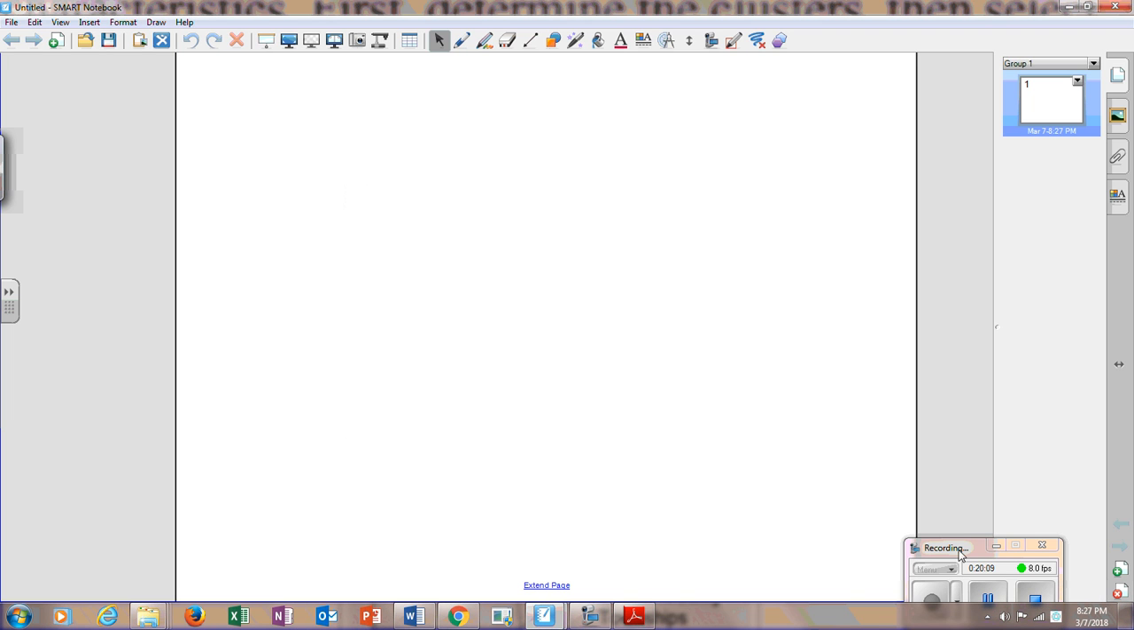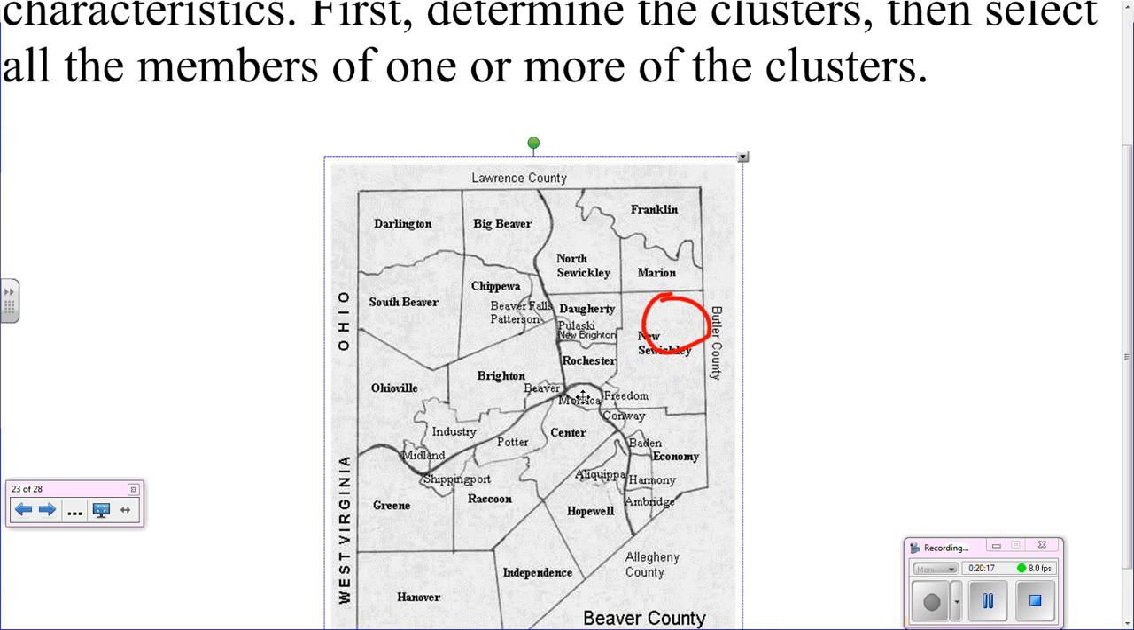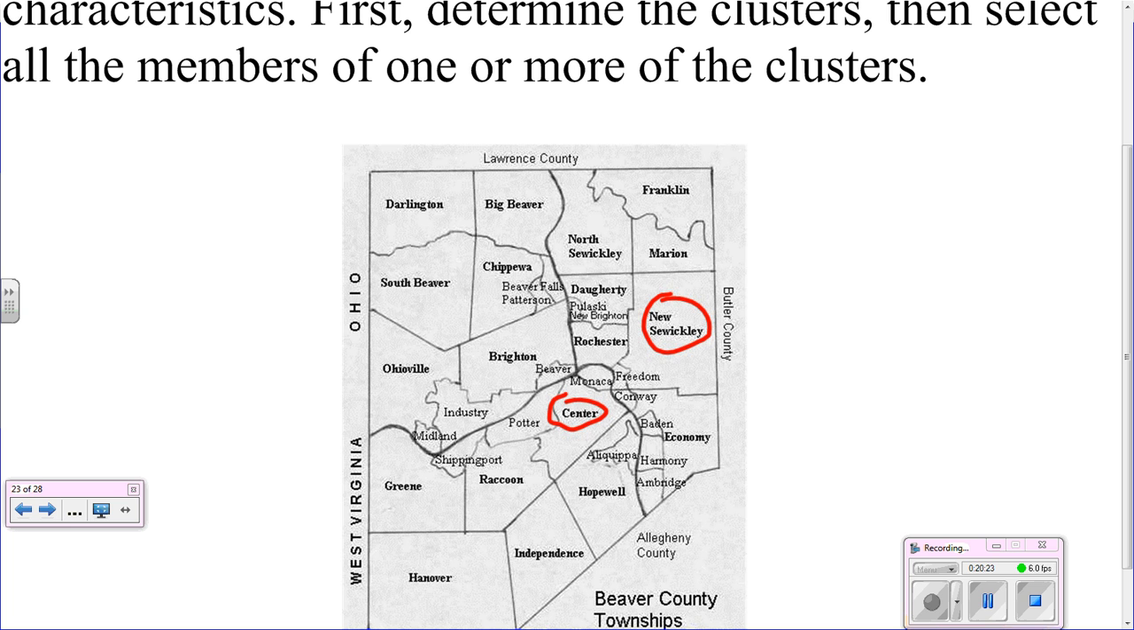We're going to look at every person from New Sewickley, every person from Center, Hanover, and Aliquippa. These are clusters that we are looking at. We're looking at the cluster of New Sewickley, the cluster of Center, the cluster of Aliquippa, and the cluster of Hanover. This is kind of a problem because it has to be all members of the cluster.